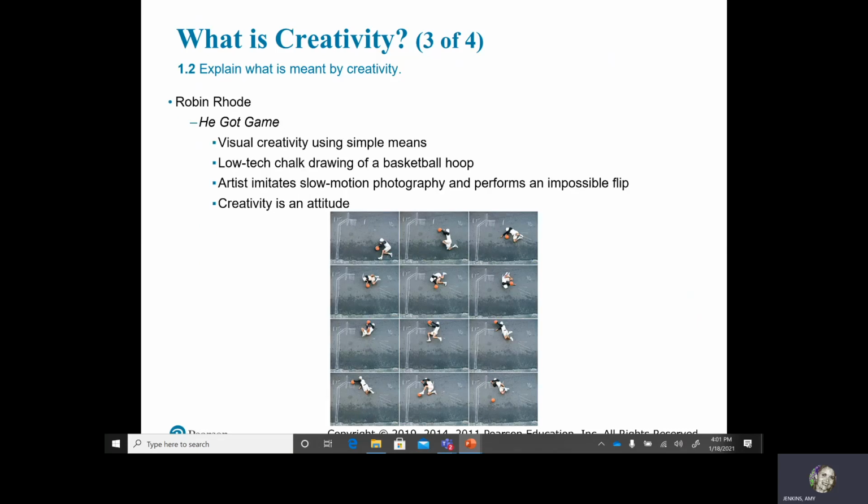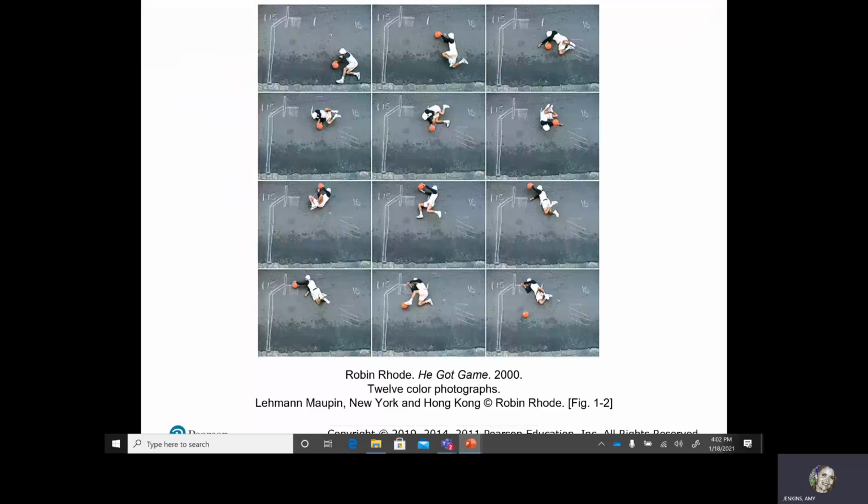Here's Robin Rhodes, He Got Game, in the year 2000. It's using visual creativity, using a simple means. It's a low-tech chalk drawing, with different photographs here of a basketball hoop. It has the artist imitating slow-motion photography and performing an impossible flip. Creativity is an attitude. Here's a bigger image of the photographs.